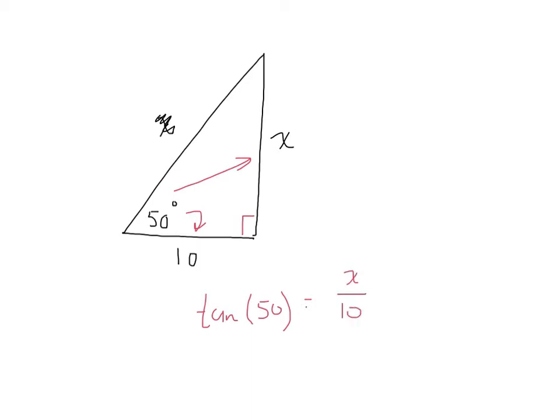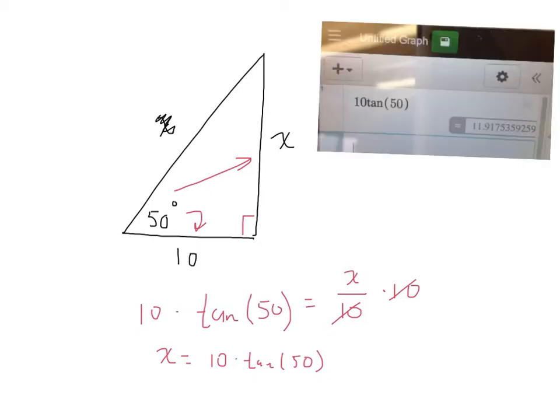So if I want to find x, I just multiply by 10. And that's a much easier one to solve. We get x equals 10 times tan of 50. So as we can see, x equals 11.92, and I just rounded it up.